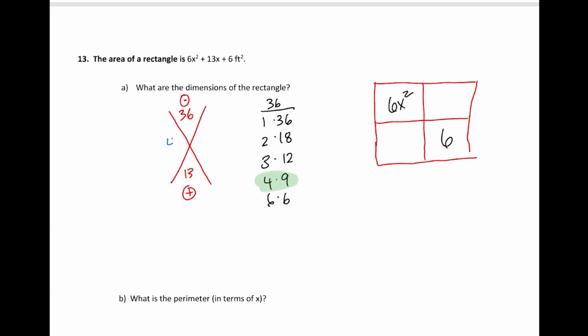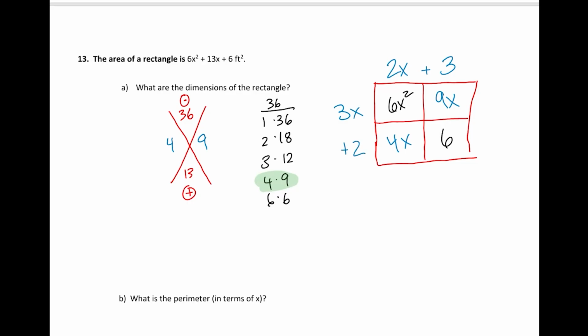So we've got 4 and 9 as our two special numbers there. I'm going to put 4x and 9x into these two other boxes. Now I'll factor out the GCF out of each column and each row. In that first column, my GCF is 2x. In the second column, the GCF is 3. So that's going to be one of the dimensions, 2x plus 3. And then the other dimension is going to be 3x plus 2.